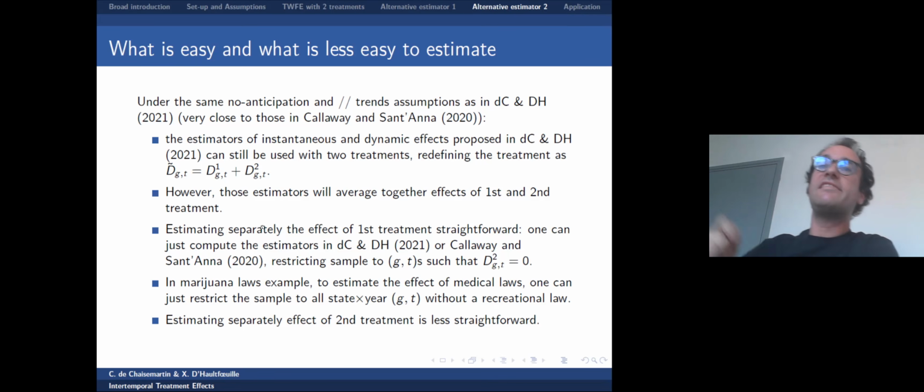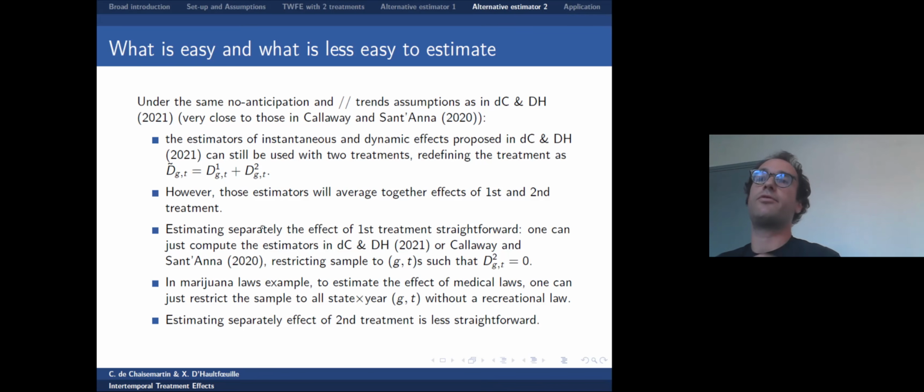Now, the good news is that estimating separately the effect of the first treatment is completely straightforward. You can just compute our estimators or those in Callaway and Sant'Anna, restricting the sample to the GTs that have not received yet the second treatment. So in the marijuana law example, if you want to estimate the effect of medical laws, you just restrict the sample to all the state times year that do not have a recreational law. What's more complicated is to estimate the effect of the second treatment.